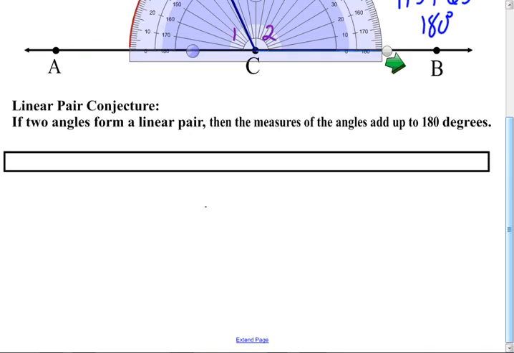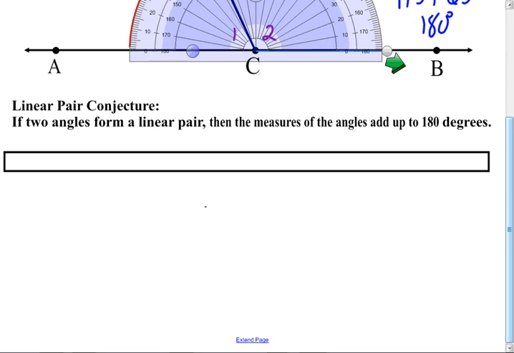This is called an if-then statement. If this happens, it's a hypothesis, right? If two angles form that linear pair, then the measures of the angles add up to 180 degrees. We're getting ready for life and for higher level math. You can't use the word they unless it refers to something. This said the measures of the angles. What angles? The two angles that form the linear pair. So you have to be really clear in this if part.